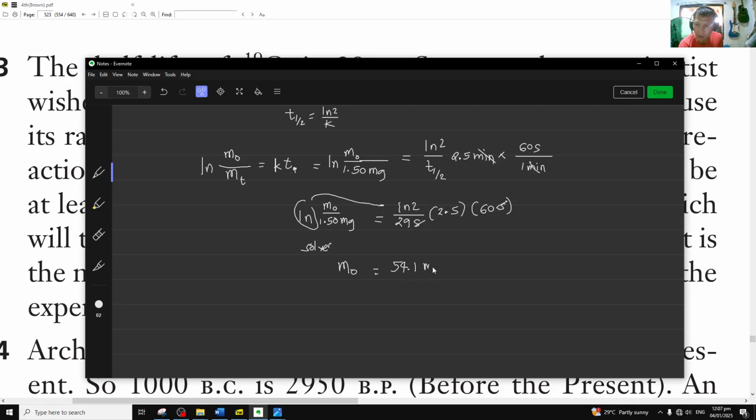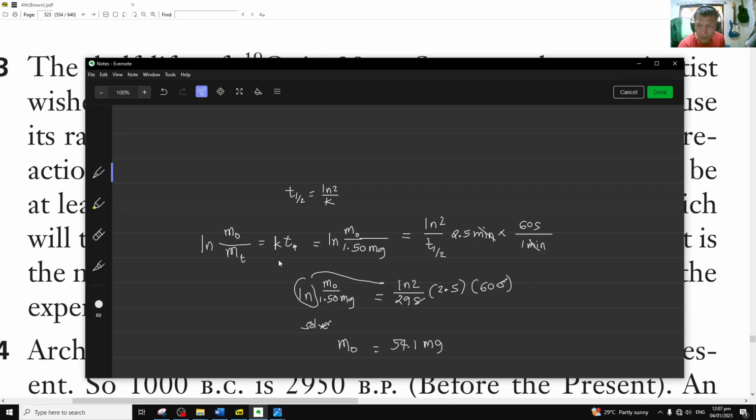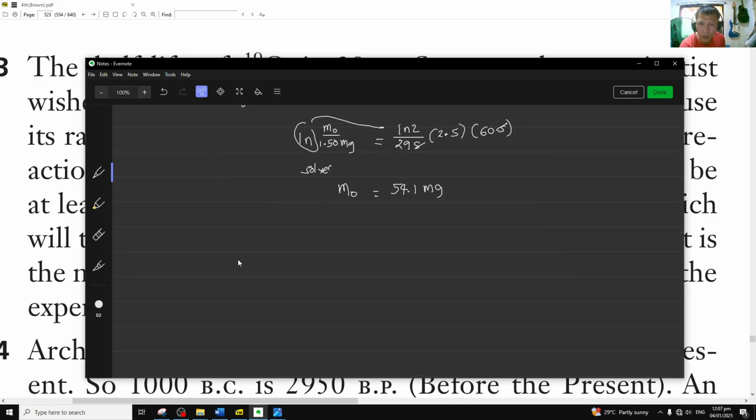54.1 milligram. So it can be 54 milligram, especially since it's small. You can even say 55, but anyway, 54.1. Actually, in algebra, this ln is inverted: M0 all over 1.50 milligram equals e. On your calculator, the inverse of ln is an exponent, e, which is a constant, raised to a particular power.